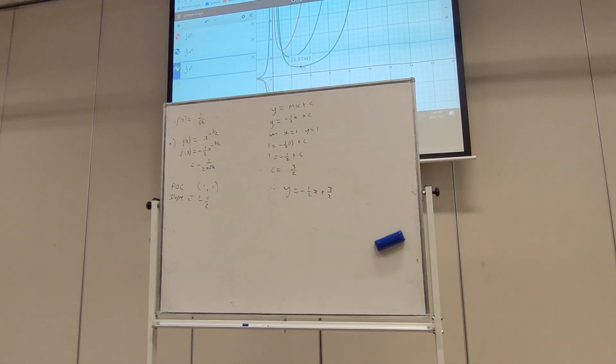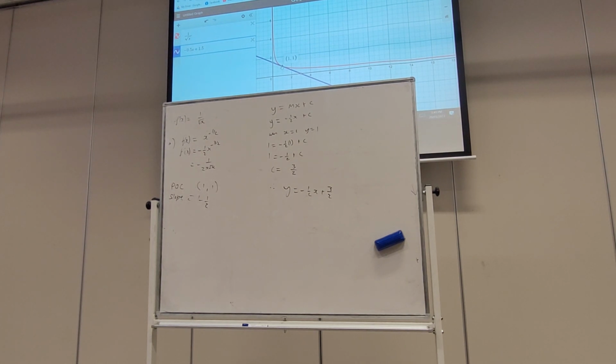All right, let's show what it looks like. Because we want to use our calculator to help us out with these questions. So I might actually delete those. The function is 1 on top of square root of x, and the tangent is minus half x plus 1.5. Look at that, tangent touches at 1. Okay, so we can confirm that we're on the right track there.